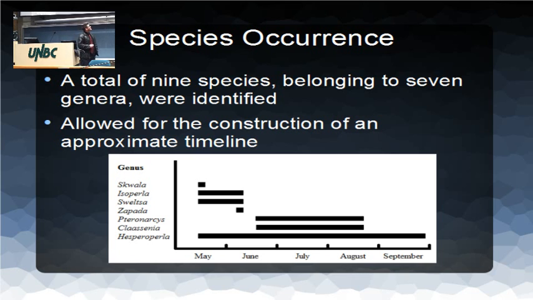As for the species occurrence, we were able to identify 9 species in 7 different genera. I constructed an approximate timeline of when they're in the river. You can see Squala was only there for a bit. This Hesperoperla pacifica was interesting because we had it at almost every site, almost every sampling date. One that really interested me though was this Zapata that we found on June 7th.